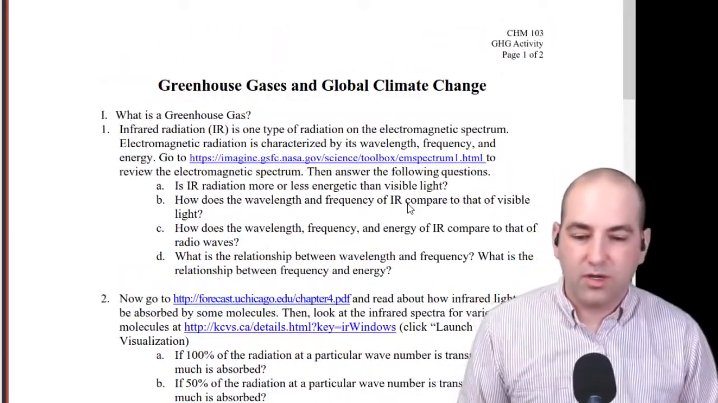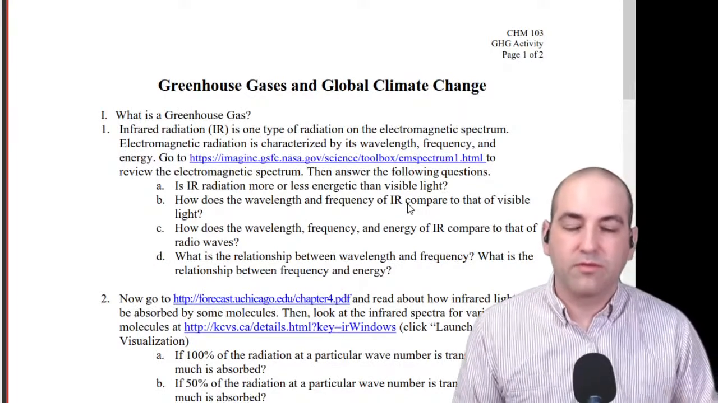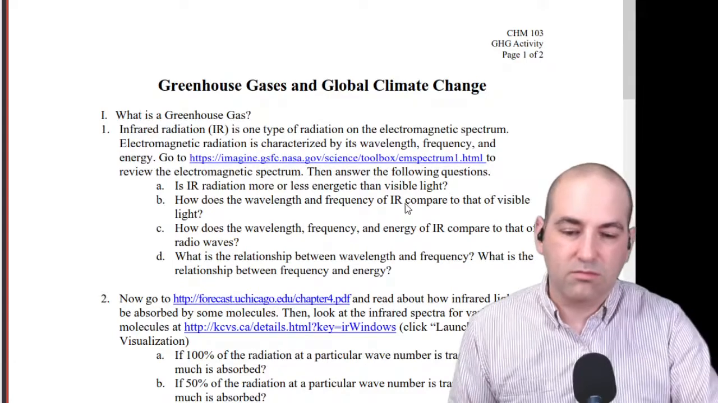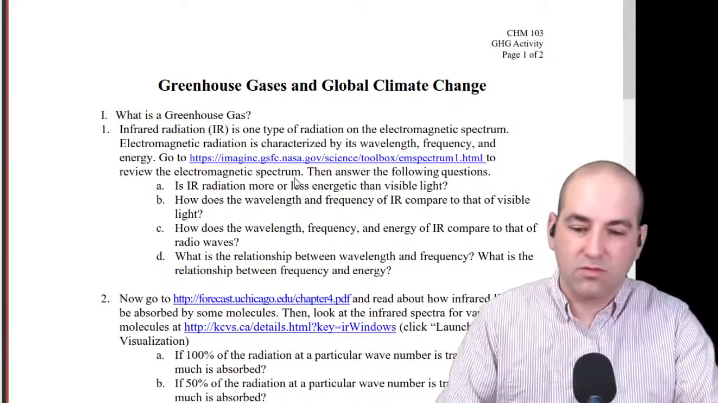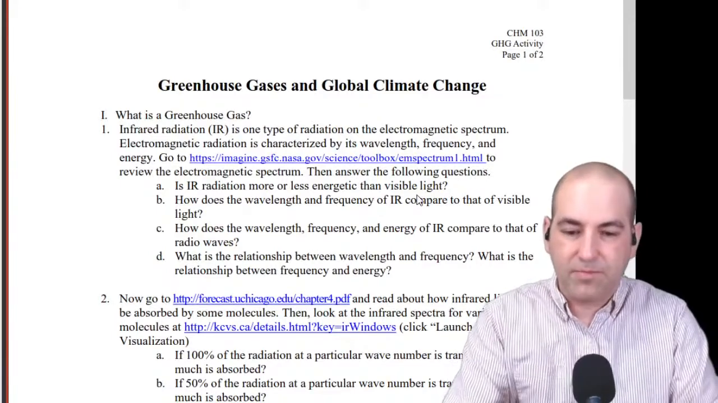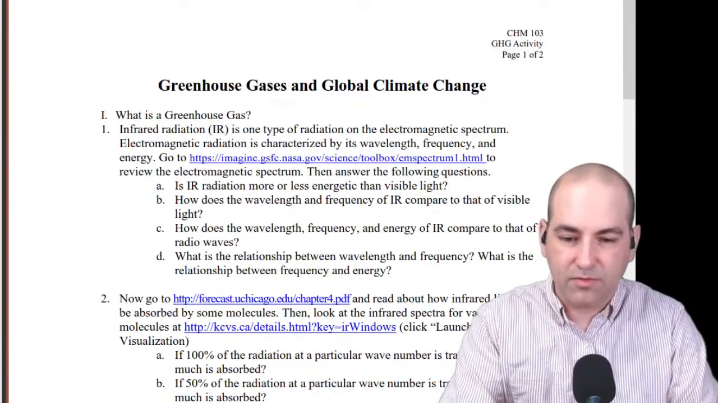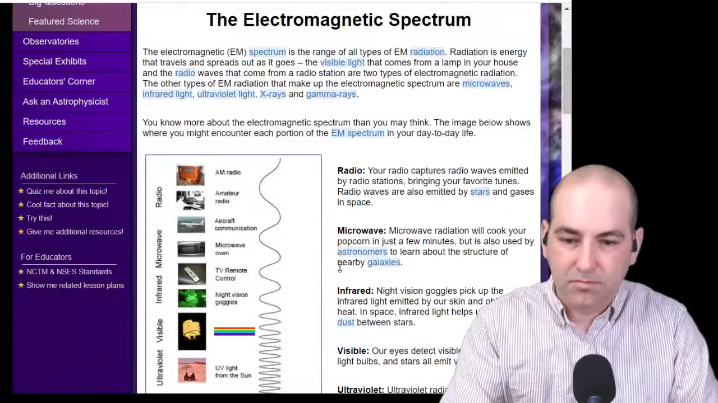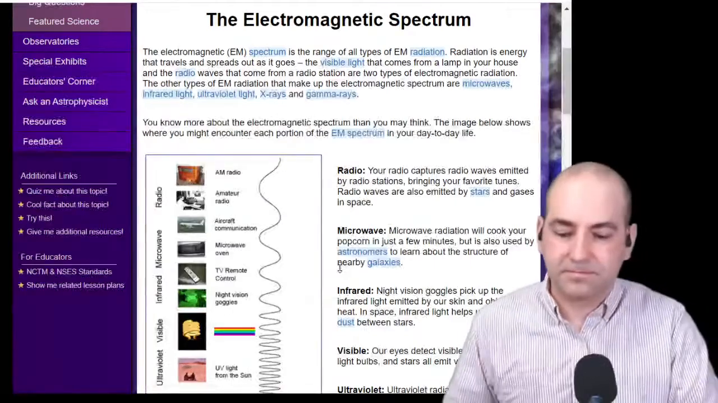Now I want to show you a couple of the things that are linked here, so you can see what I'm looking at also. All right, so we're going to look at this reference from NASA about the infrared spectrum. I'll do that first. All right, so here we have it here.